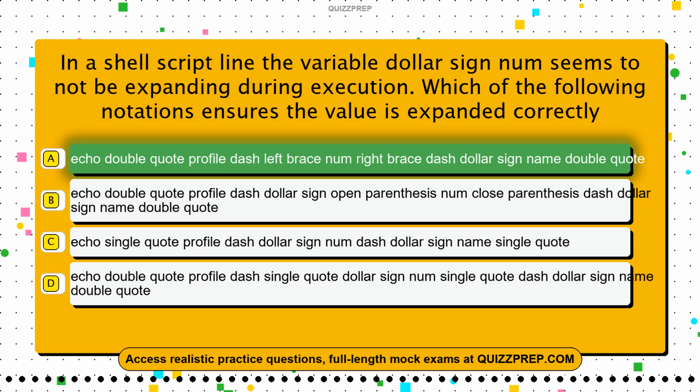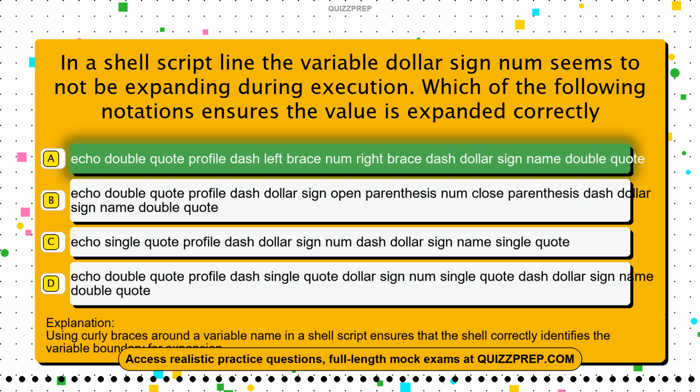The correct answer is option A, echo "profile-${number}-${name}". Using curly braces around a variable name in a shell script ensures that the shell correctly identifies the variable boundary for expansion.